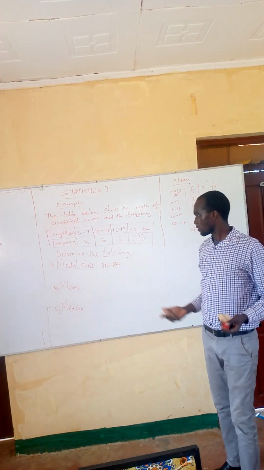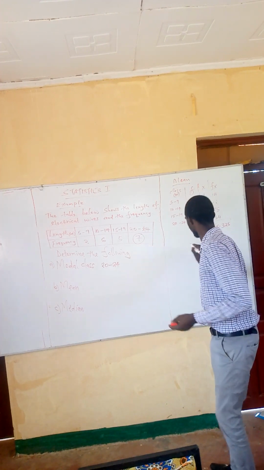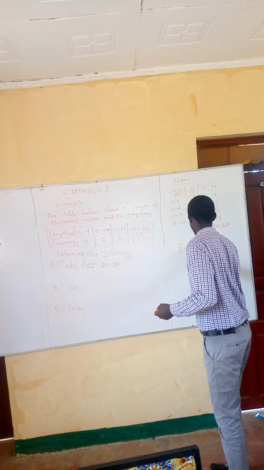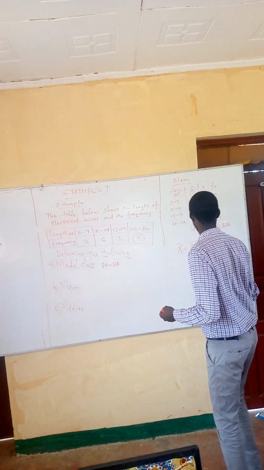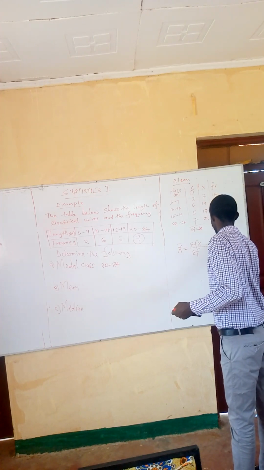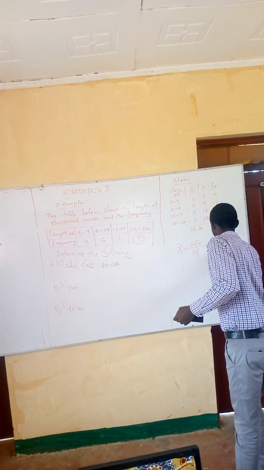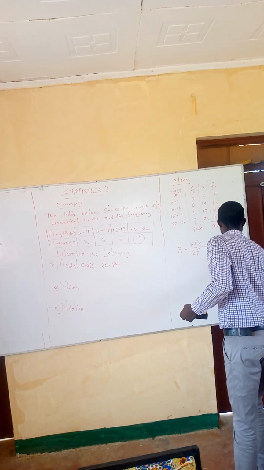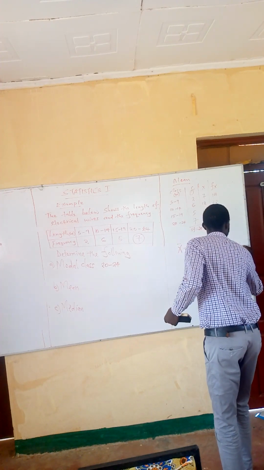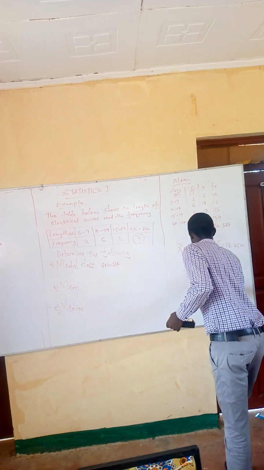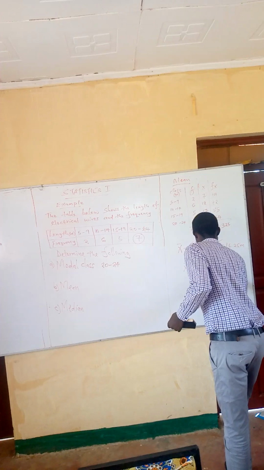Now, from there we can easily compute the mean. We know the mean of the data is given by the summation of f x over the summation of f. And in this case, sigma f x is 325 divided by 20. This gives us 16.25 meters. So in this case, our mean of the data is 16.25 meters.